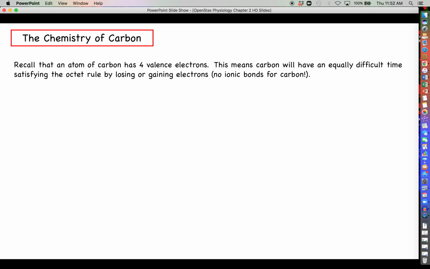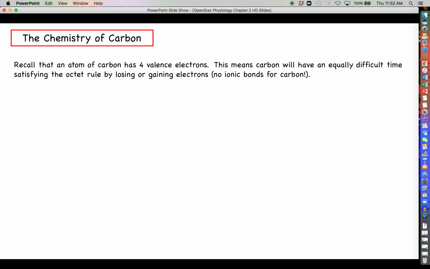So if you're trying to figure out how to satisfy carbon via the octet rule, there's not really an obvious way to do it. It's just as likely that it would pick up 4 electrons as lose 4 electrons. It's going to have an equally difficult time doing both. And as such, carbon is not ever going to form ionic bonds.